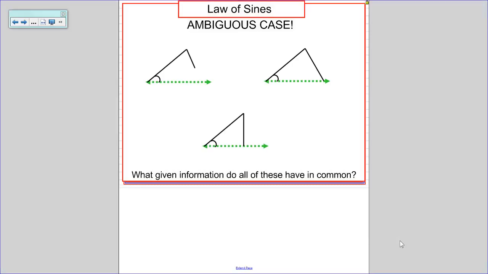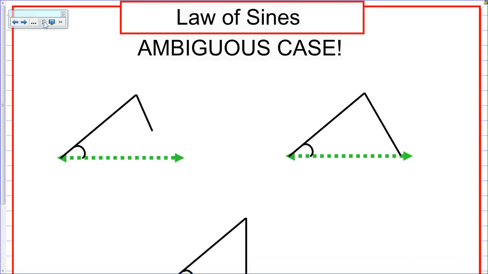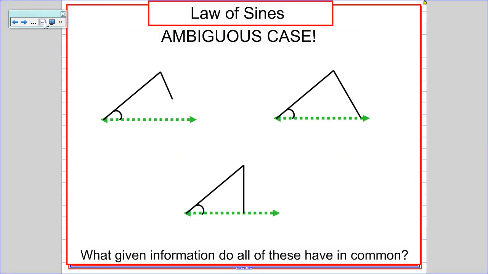Another video on, this time, the law of sines. Now, the law of sines has what's called an ambiguous case. You look at these three triangles. The black pieces of information are what you are given. These are three different triangles that are obviously different situations.